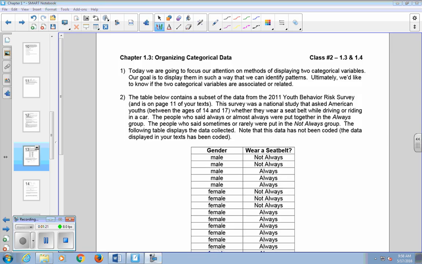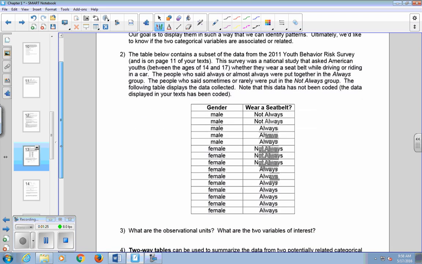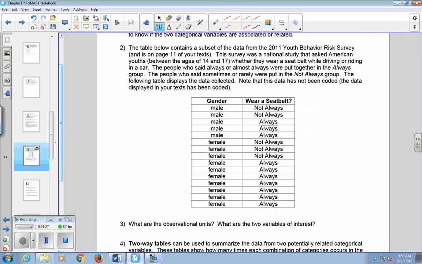So notice that this table has not been coded, but the one that's in your textbook was coded. If this table had been coded, for example, the variable gender would have been labeled male, and the males would have been denoted with ones for the coding, and the females would have a 0 for the coding.